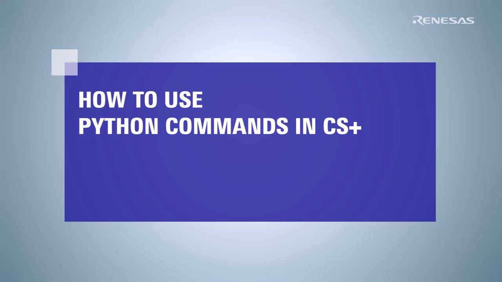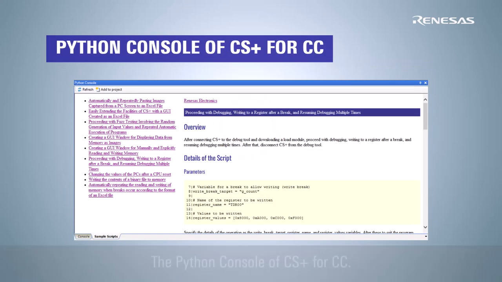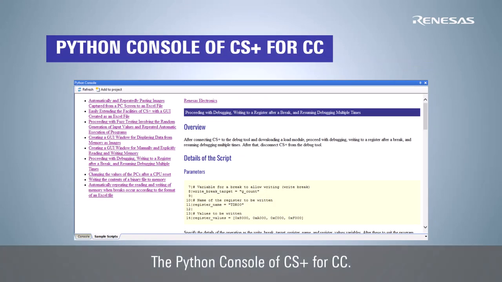This video demonstrates how to use Python commands to execute a sample script in the CS+ Python console. The Python console can control CS+ using IronPython, which is a script language. The functions, properties, classes, and events to control CS+ are available to the Python console. CS+ can be controlled by using an external communications facility in a Python 3 execution environment.